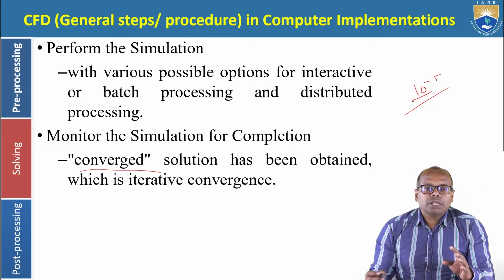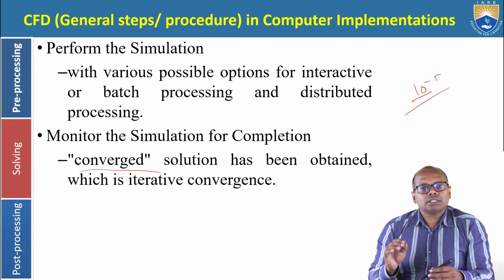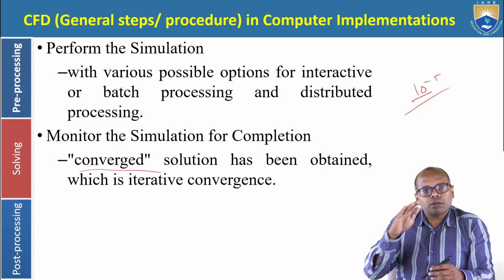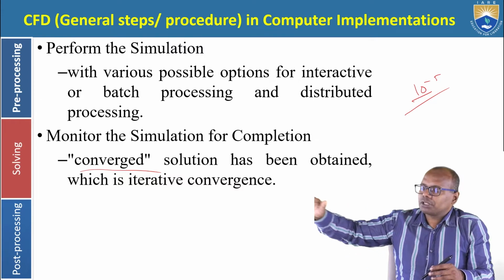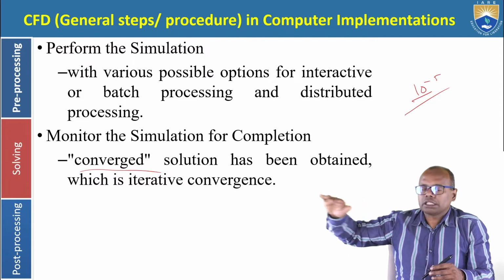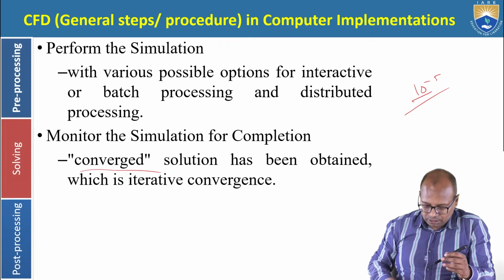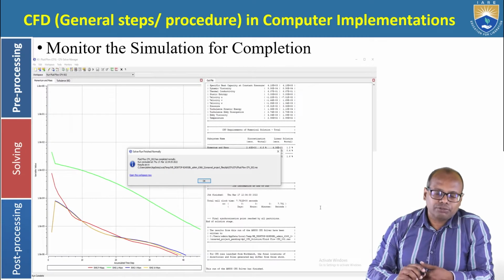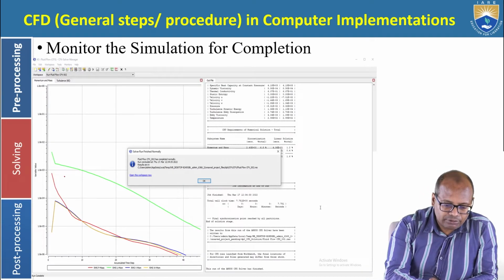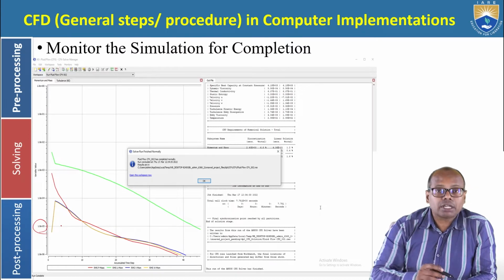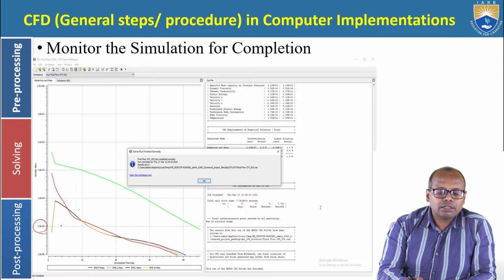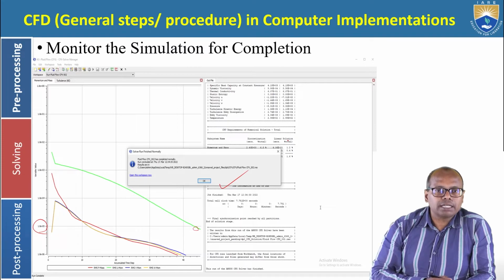So monitoring means these errors should go on reducing. If they reduce up to some extent, after that there is no reduction and they are stable, then I can stop the simulation. That is what is shown in this figure. You can see here the error values keep on reducing. I have given a 10 power minus 5 criteria, and the errors have reached that criteria, so the simulation ended there.